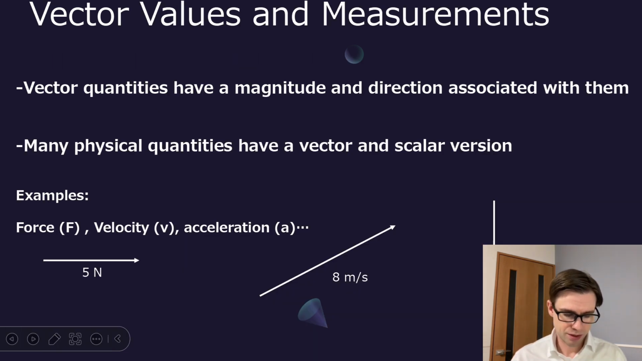So vector quantities. Vector quantities have magnitude and a direction associated with them. Both are equally important and necessary. Many physical quantities do have vector and scalar versions, actually. So if you study physics, you know force in newtons, kilogram, meter per second squared units. These have units of newtons, and it is a vector quantity.